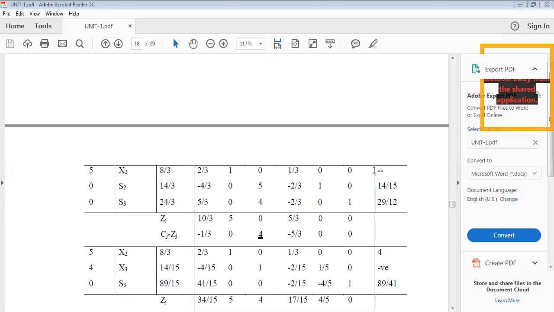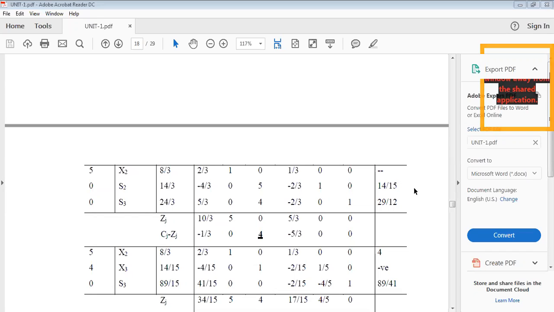It is 8 by 3 divided by 0, which means you cannot get any value. Similarly, negative values cannot be considered. So therefore, 14 by 15 and 29 by 12: automatically 14 by 15 is less than 1, whereas this is greater than 1, 2 point something. Since this is less than 1, 14 by 15 will become the least ratio.